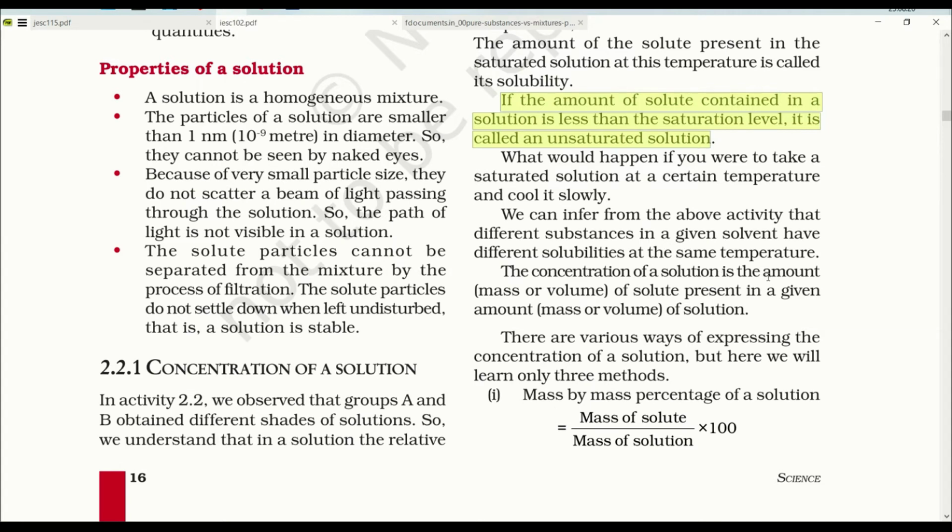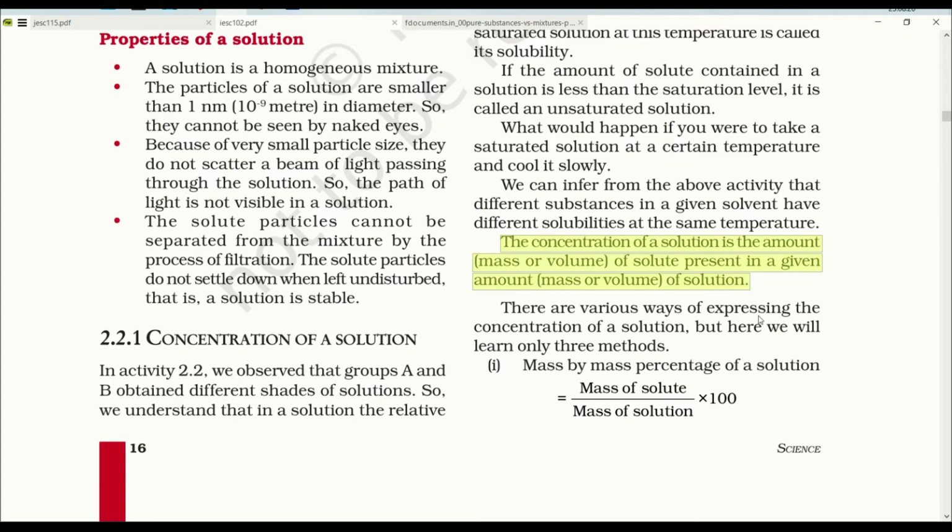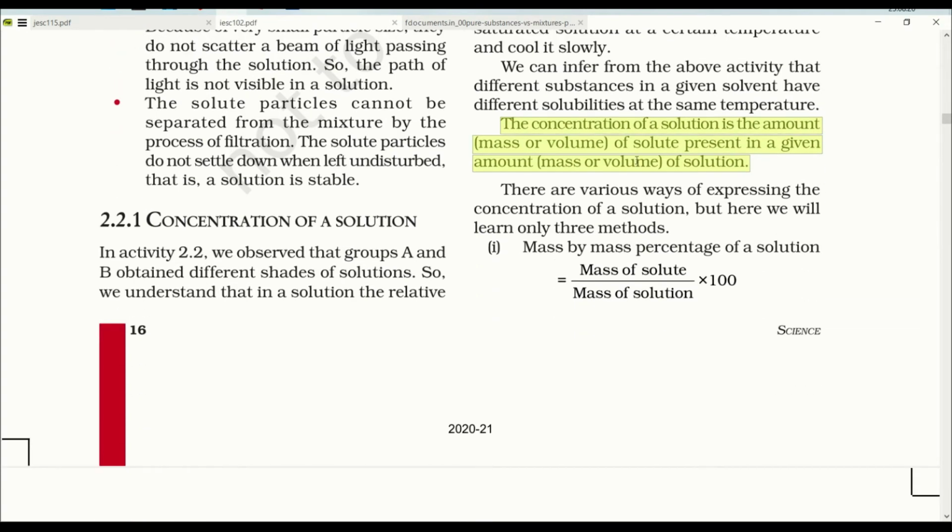The concentration of a solution is the amount of solute present in a given amount of solution. So this is the definition of concentration. The concentration of the solution is the amount of solute present in a given amount of solution. And how can you find the amount of solute in the given solution?